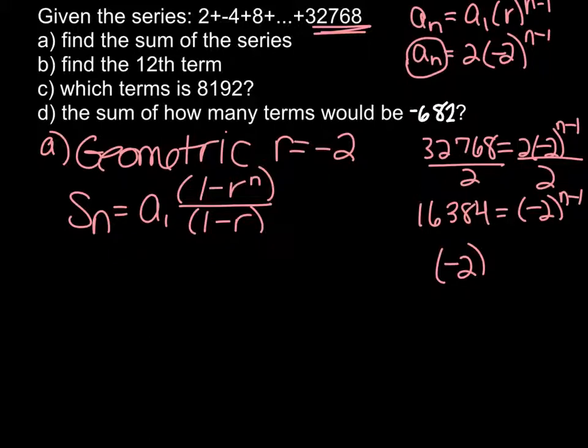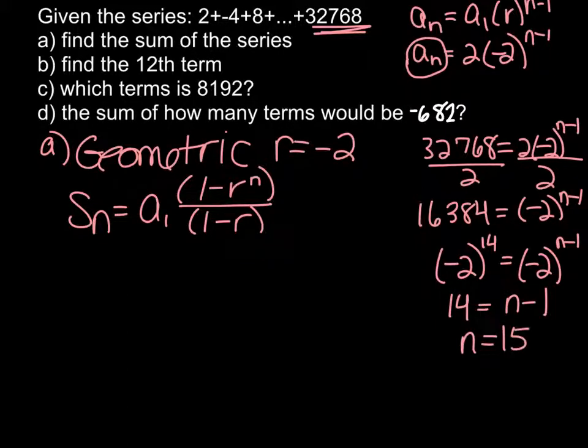Well, I know that it's going to have to be an even exponent because I'm getting a positive number. After trial and error, I can figure out that -2 to the 14th power is 16,384. Now, since the bases are equal, I can set the exponents equal. Solve for n, I get that n equals 15, so this is the 15th term.